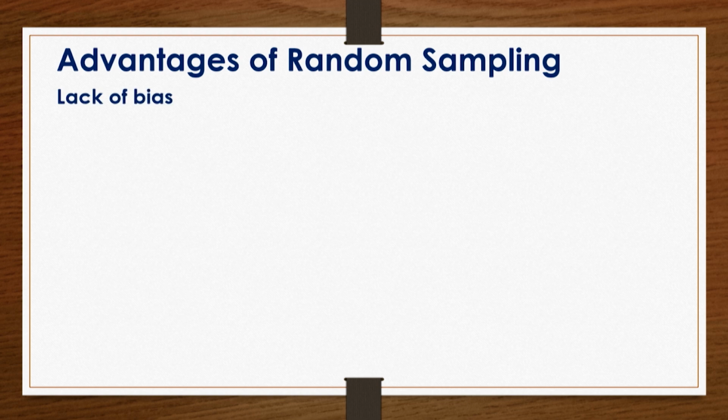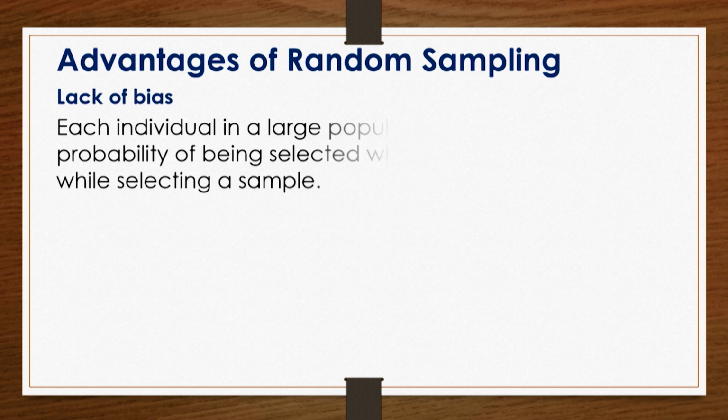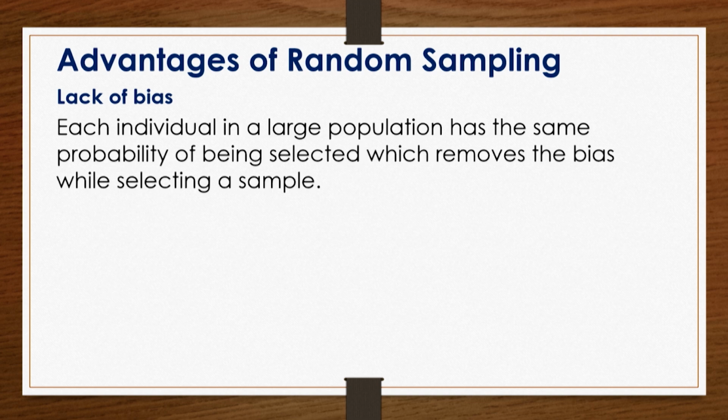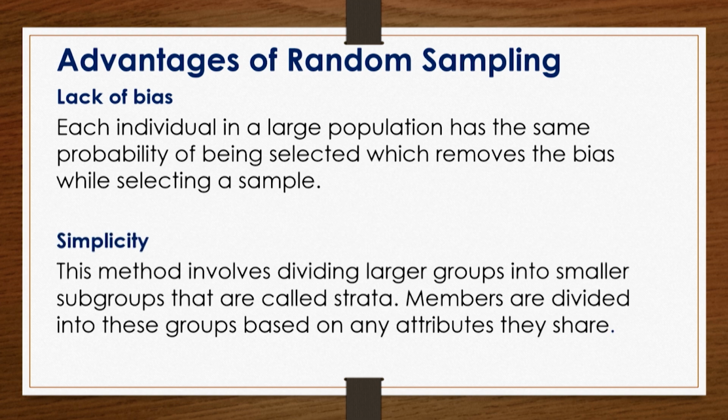Advantages of random sampling. In the random sampling method, there are two important advantages. The first one is lack of bias. Here, each individual in a large population has the same probability of being selected, which removes the bias while selecting a sample. Simplicity. This method involves dividing larger groups into smaller subgroups that are called strata. Members are divided into these groups based on any attributes they share. The two advantages, lack of bias and simplicity, are very essential when you deal with the random sampling method.